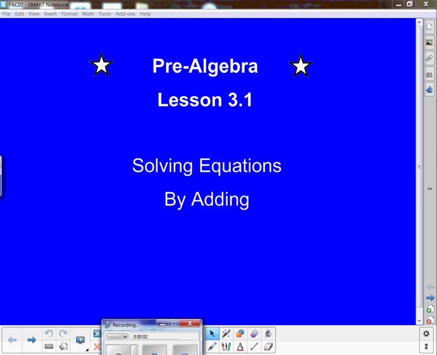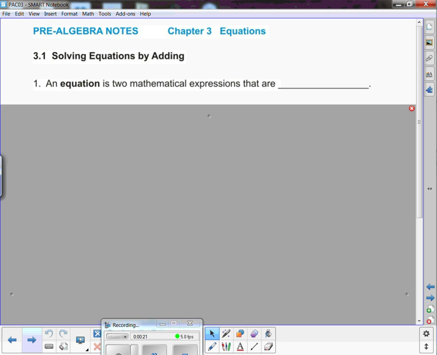All right, you found Pre-Algebra lesson 3.1, and this is one of my favorite lessons. Solving equations is really a fun thing to do, and you know what? It's an easy thing. It really, really is. If you learn a couple principles, then equations can be quite easy. And so let's go ahead and learn how to solve equations first off by adding.